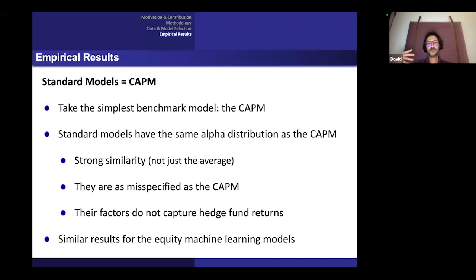By taking the simplest benchmark, CAPM, and formally, thanks to our methodology, comparing any of those four standard models, what we observe is that they are exactly the same. So it's not only on the average of the cross-sectional distribution that they are the same. It's the whole alpha distribution that is similar to the CAPM. So these are as misspecified as the CAPM, meaning that the factors of these models do not capture at all the hedge fund returns. We find similar results for the machine learning models, but this is not surprising here because, despite those models being really cutting edge and taking care of the in-sample, out-of-sample bias, they were trained on the equity space. And it is known that hedge funds deploy strategies on several asset classes.